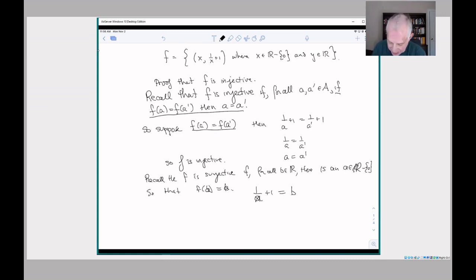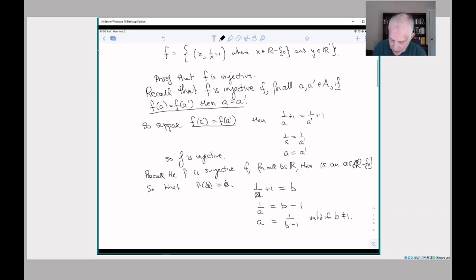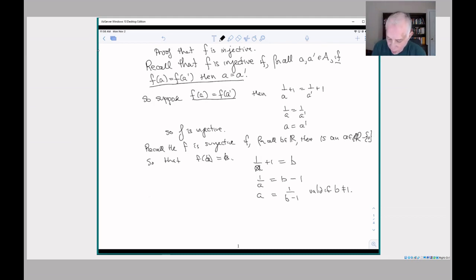And if we try to do that, we see that 1 over a has to equal b minus 1, or a would have to equal 1 over b minus 1. And so we see that this is only valid if b is not equal to 1. If b is equal to 1, then 1 over a plus 1 is never equal to 1, because 1 over a here is never equal to 0, right? It's 1 over a number.